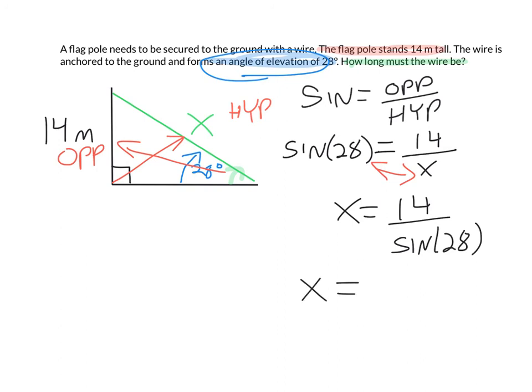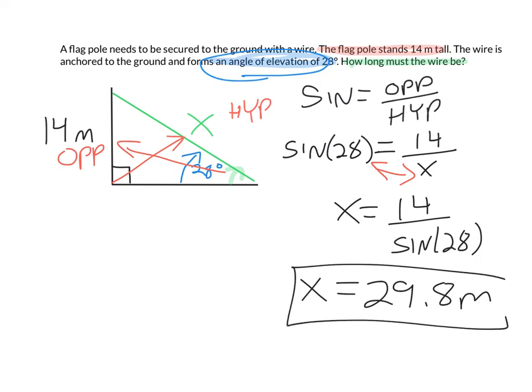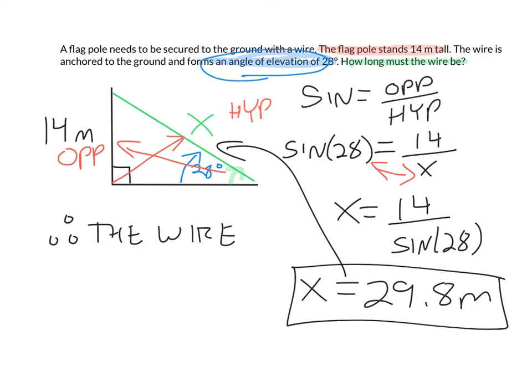And now we can punch that in and solve, giving us a length of 29.8 meters. And that would make sense because this is our hypotenuse, and the hypotenuse has to be longer than the other sides of the triangle. So, therefore, the wire must be 29.8 meters long.